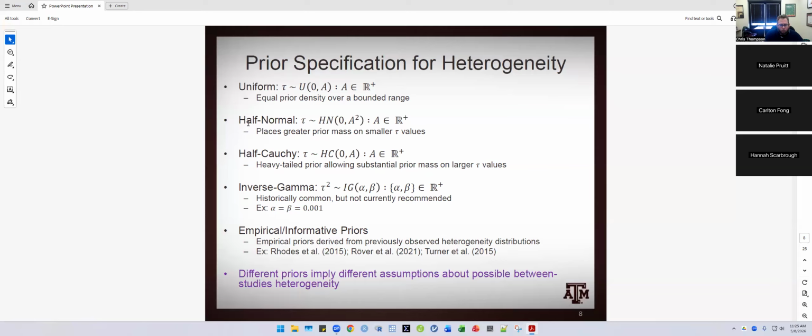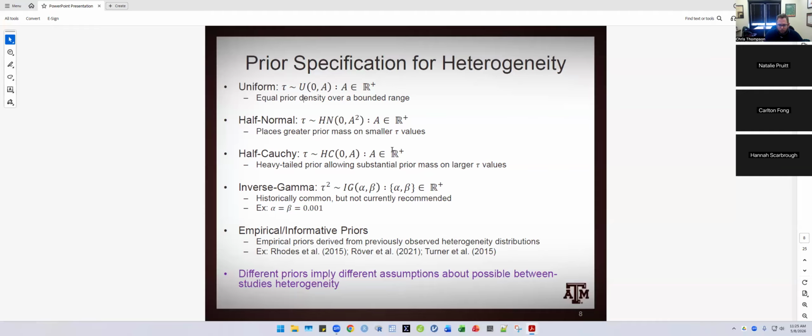The half normal places greater prior mass on smaller tau values. So there's more mass towards the zero range of the support, but not totally equal to zero.